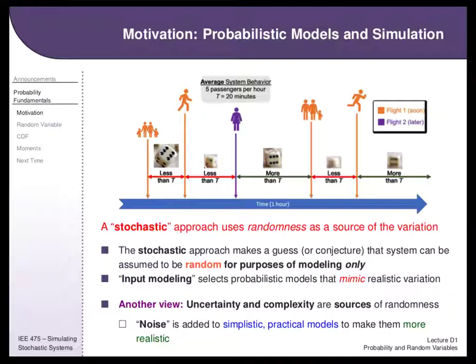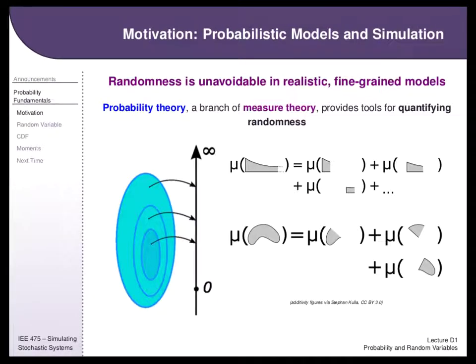You're either making a conjecture that the world is random even when it's not, just because it's easier for modeling, or you're taking a simplistic view of reality that, because of your uncertainty, is going to be plagued by noise, and you need to model that noise, and so that's what you're doing. Either way, we seem to care about randomness, and so we need to have a way to deal with randomness. And the way we deal with randomness is through probability theory.